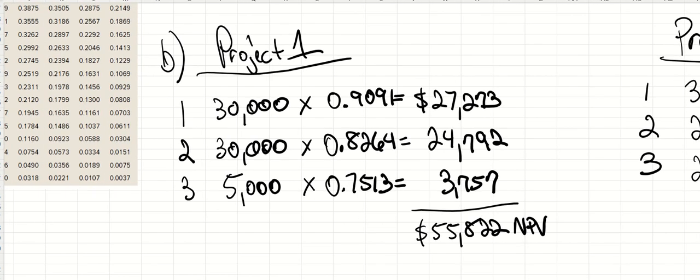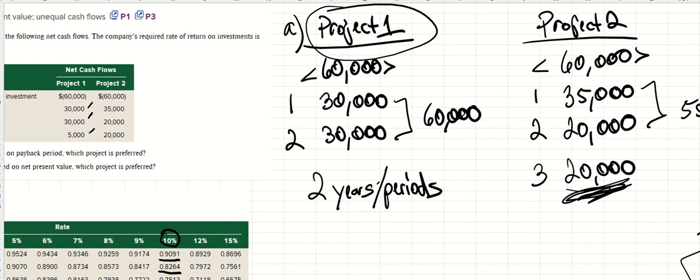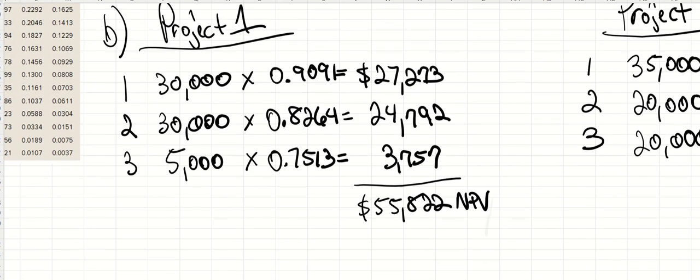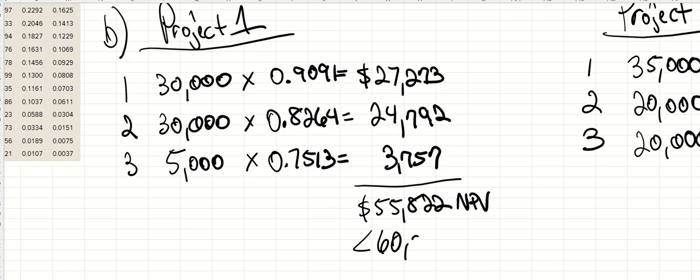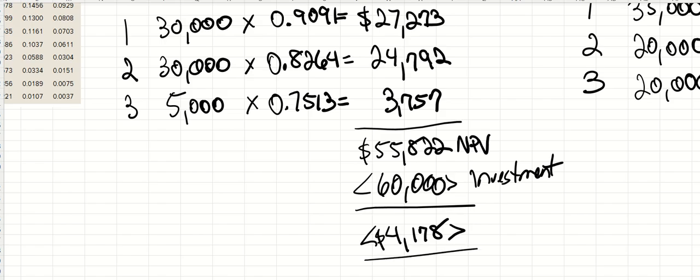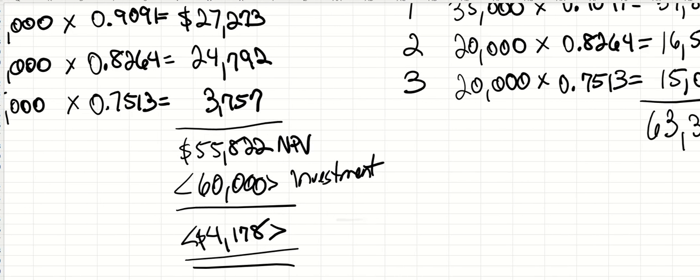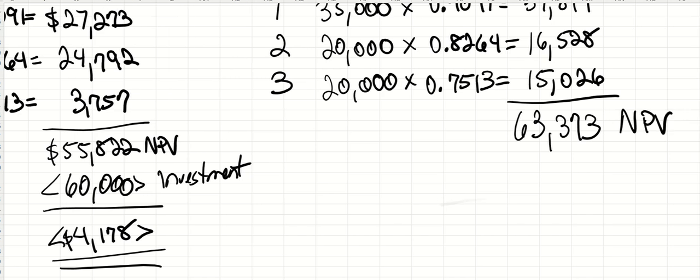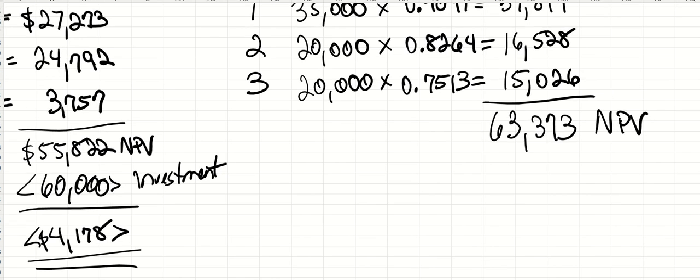Now, which one is preferred to invest in? Okay, so we get the initial investment for both projects of $60,000 each. So for project 1, well, if we have an initial investment of $60,000, we can see that we're projected to lose money. Exactly $4,178. That's not good. So that's the projection there for project 1. Losing money, since the cost of the investment is going to be greater than the net present value of the future cash flows to be generated on that investment.